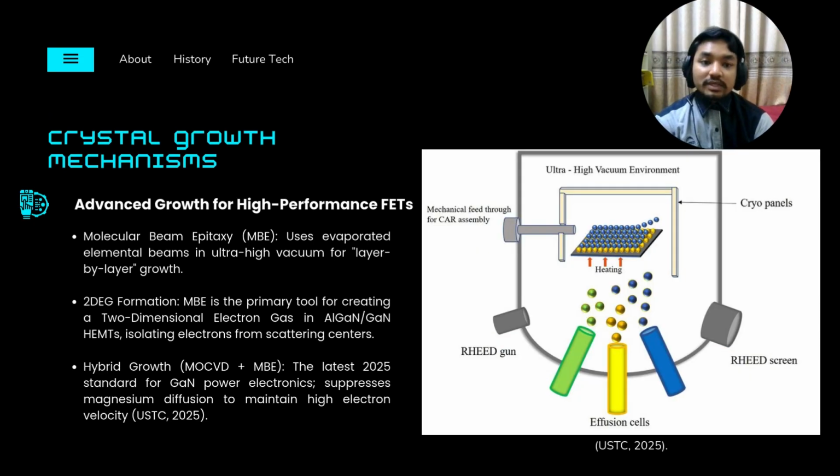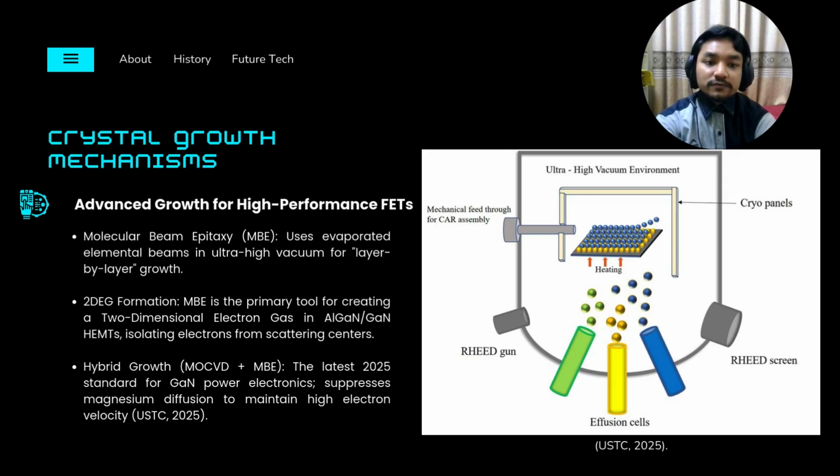So, moving on to the next part, which is advanced growth for high performance. For the absolute peak of performance, we turn to molecular beam epitaxy known as MBE. This process occurs in an ultra-high vacuum environment where effusion cells evaporate elemental beams for precise layer-by-layer growth. We monitor this growth in real time using a reflection high-energy electron diffraction gun or RHEED gun.